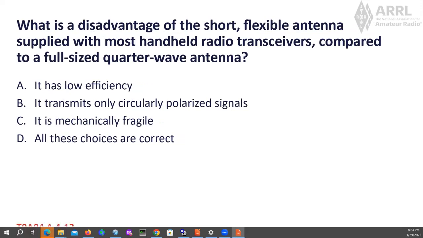What is the disadvantage of the short flexible antenna supplied with most handheld radio transceivers compared to a full-size quarter wave antenna? And the answer is A, it has low efficiency.